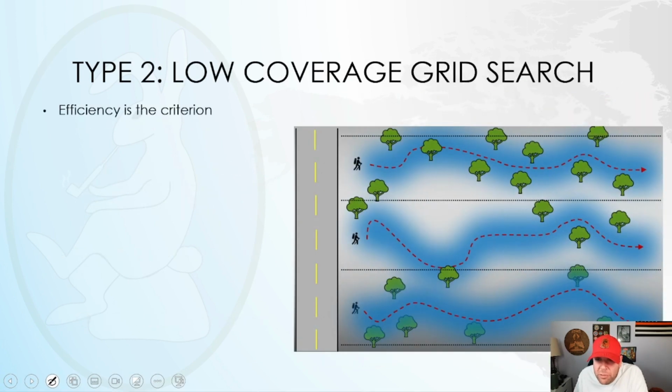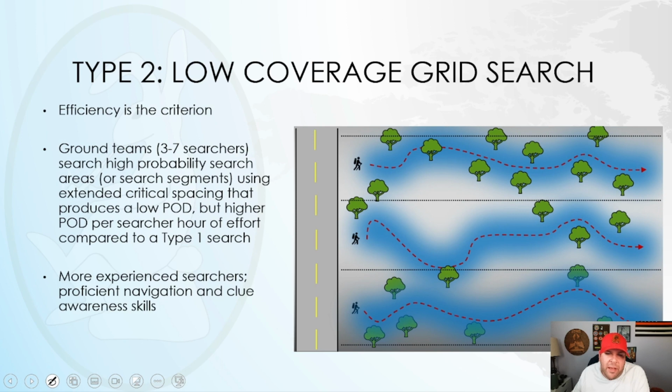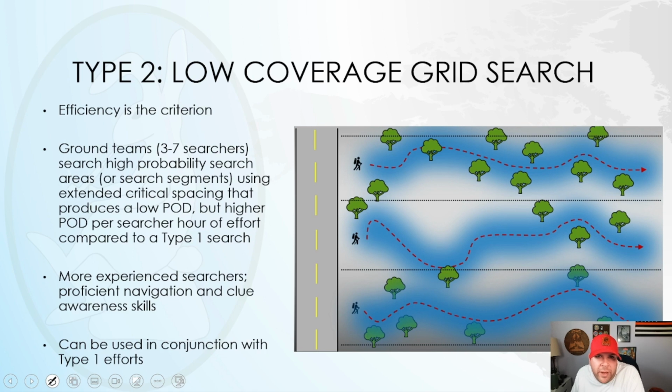Whenever we talk about a type 2 search, this is typically a later stage in a search, but we still may have enough rationale to deploy it at the onset of a search. But this is a low coverage grid is what this is called. And for here, the criterion is efficiency, where it's a combination of speed and thoroughness is what we're trying to do here. But we're looking at deploying ground teams of 3 to 7 searchers, and they're assigned to search a high probability search area. So it may include some roads or easy routes of travel. It may be a segmented search area.